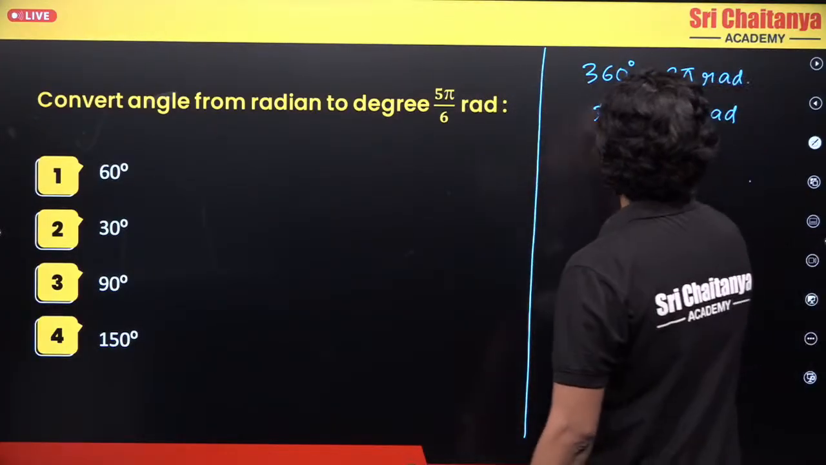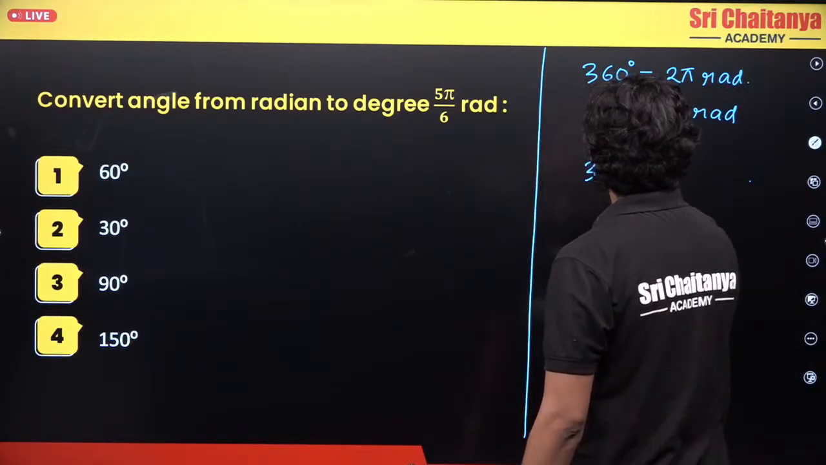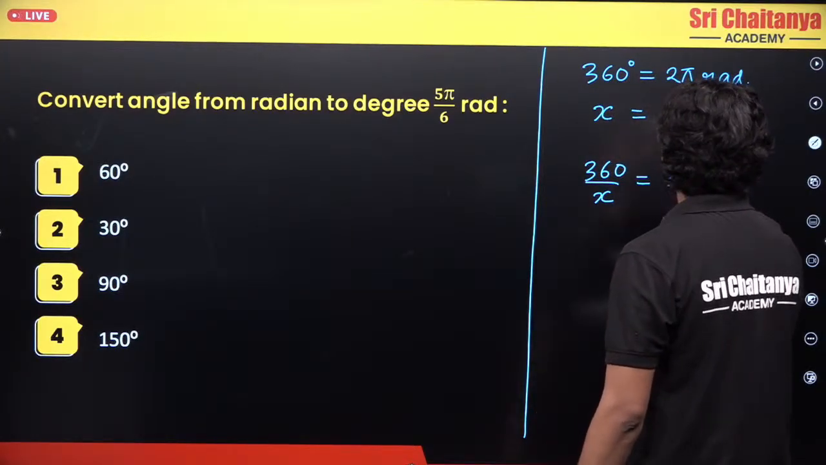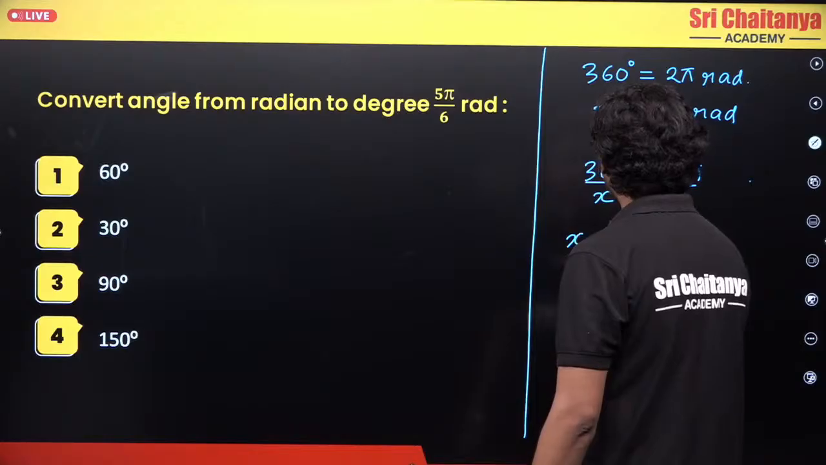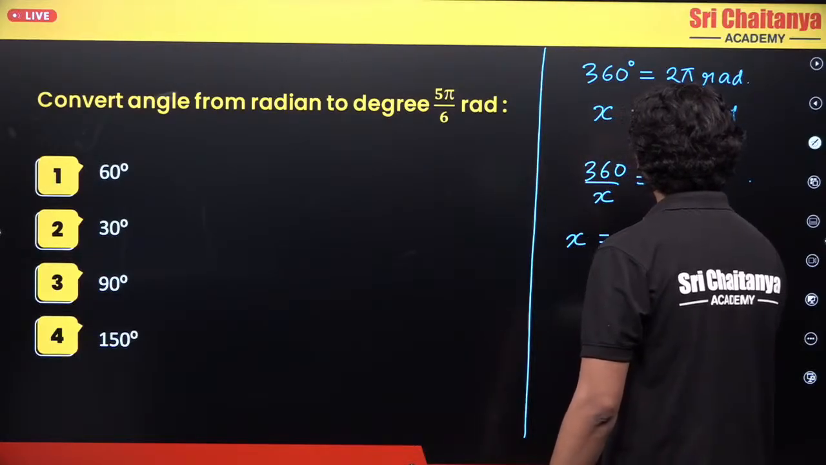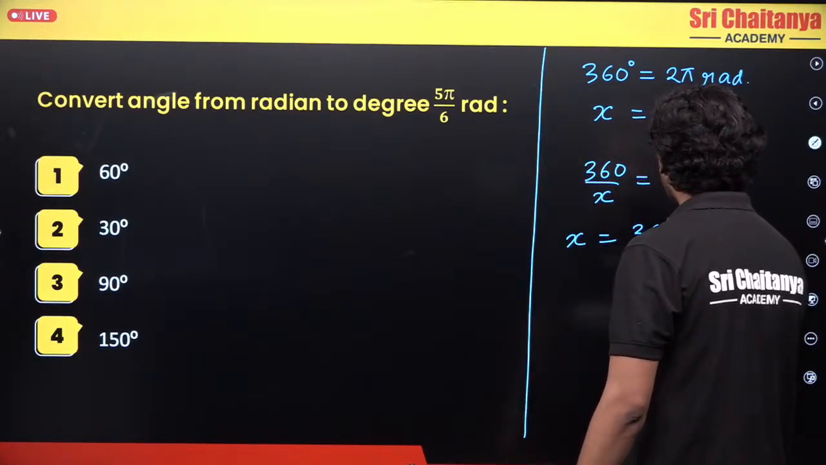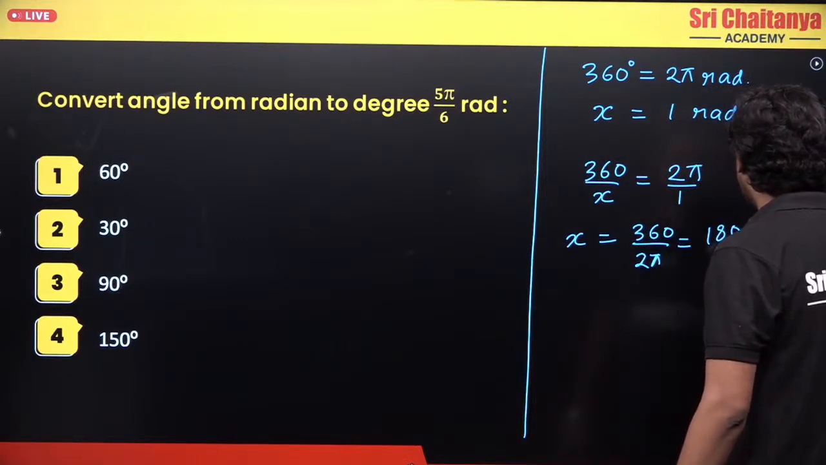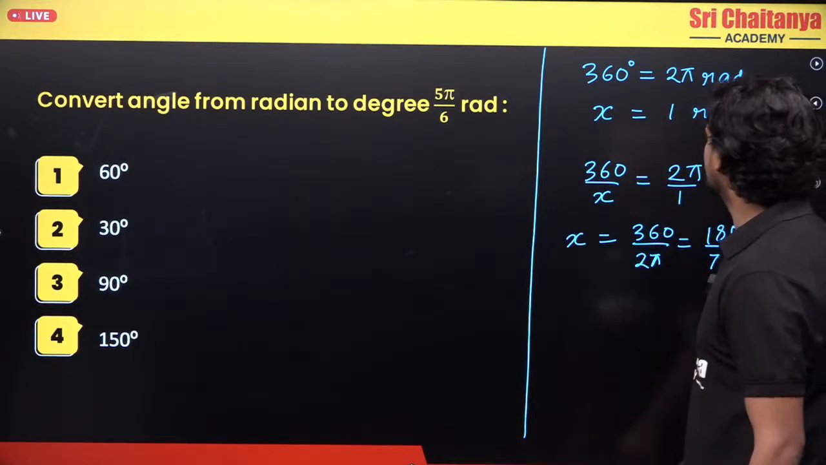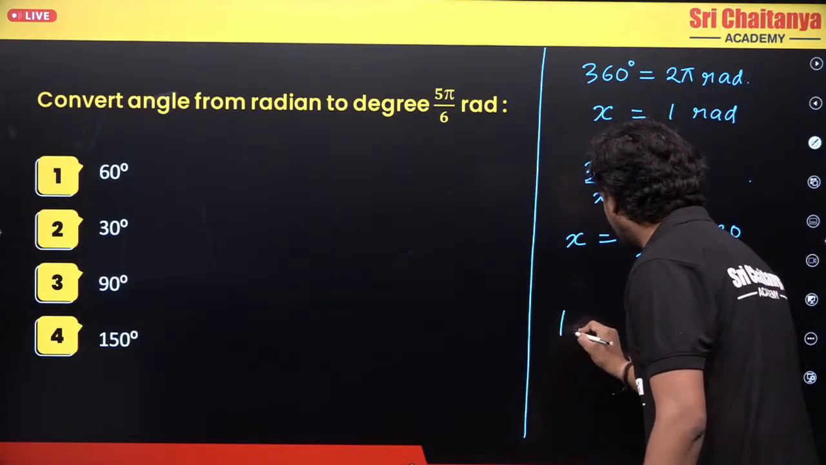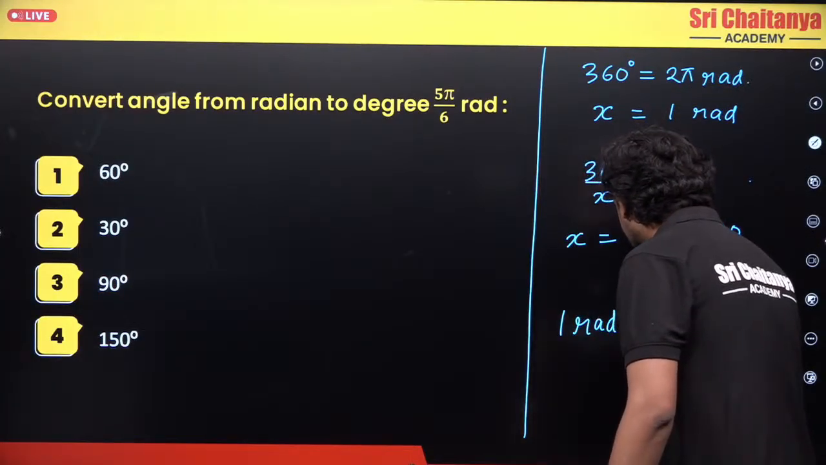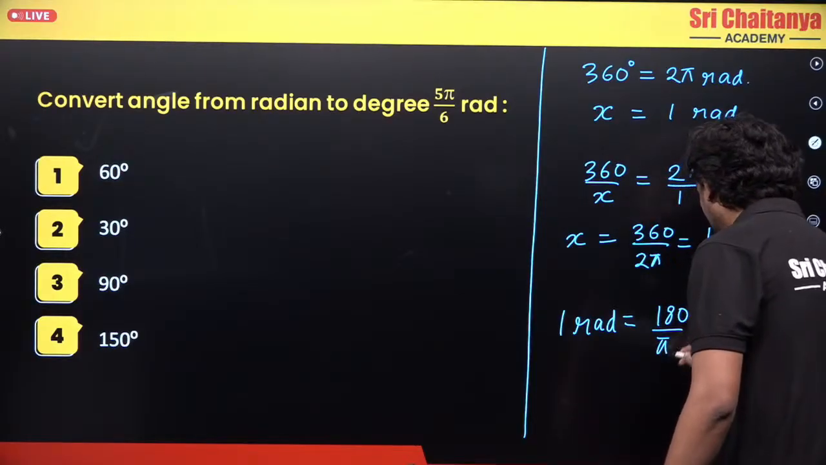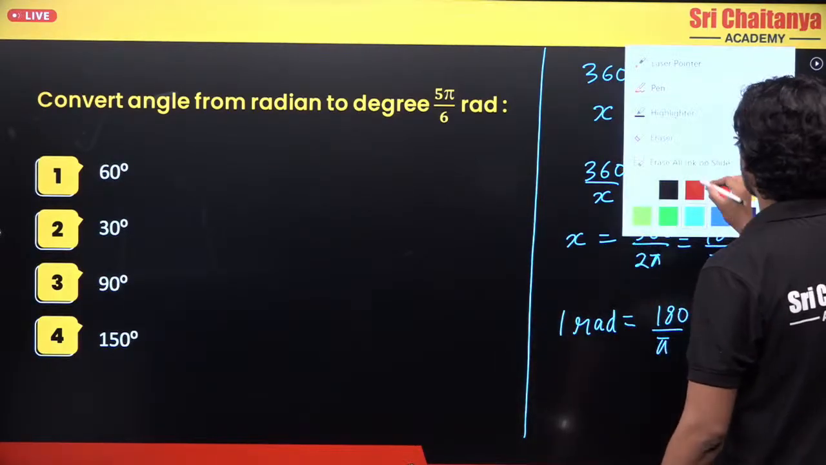So now what can we do? We can say that 360 upon x is equal to 2 pi upon 1. So this x will become 360 upon 2 pi. Correct? 360 upon 2 pi. This will become 180 upon pi. So basically what we are getting here? We are getting that 1 radian is equal to 180 upon pi degree.